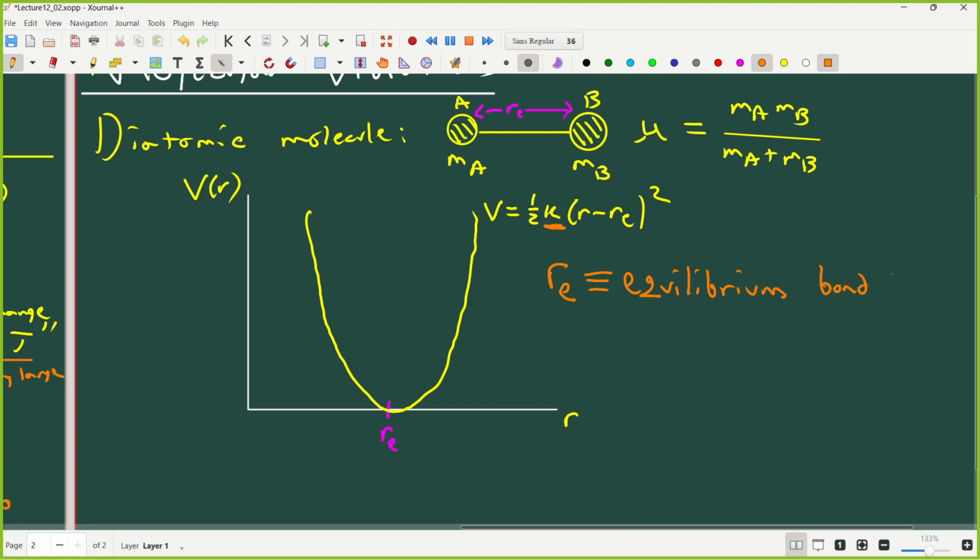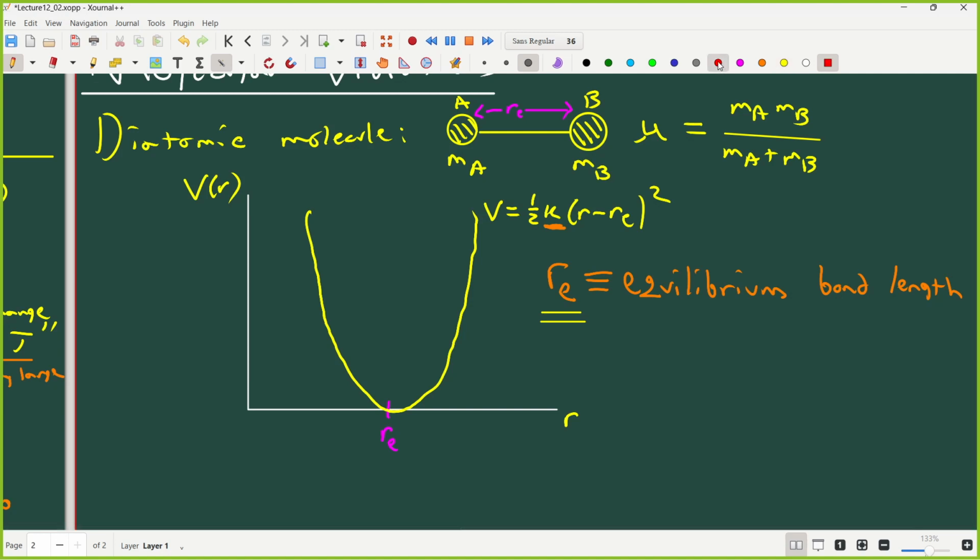But I've been using these X's and X naught and stuff like that. I'm going to change that from now on. We're just going to use R sub E for the equilibrium bond length. Anytime you see that R sub E, that means that's the bond length that makes the potential minimum. That's the equilibrium position of the bond. I'm just changing my notation a little bit.